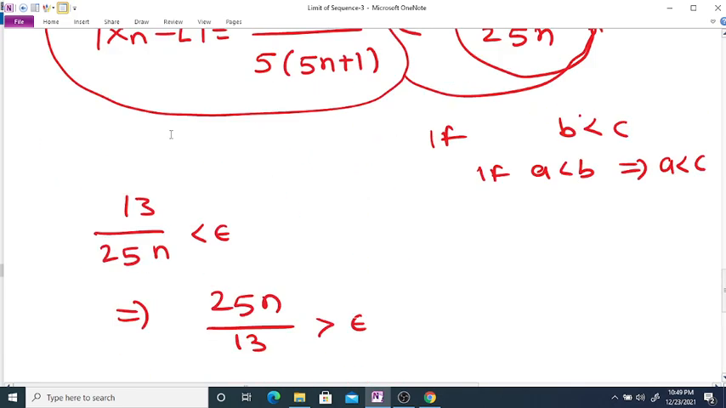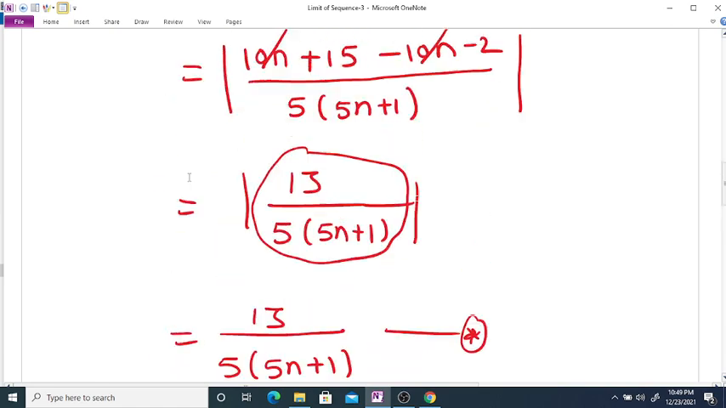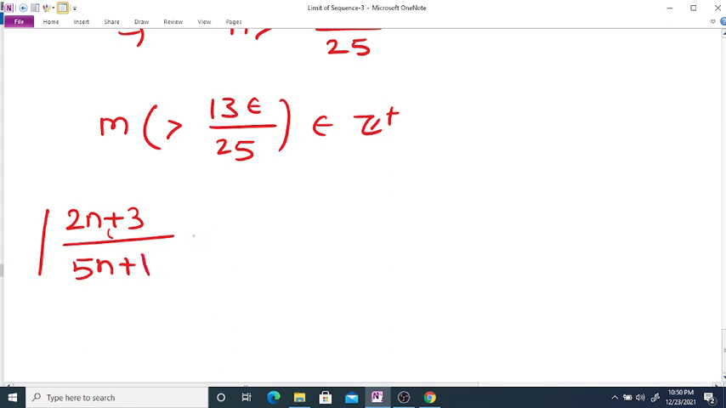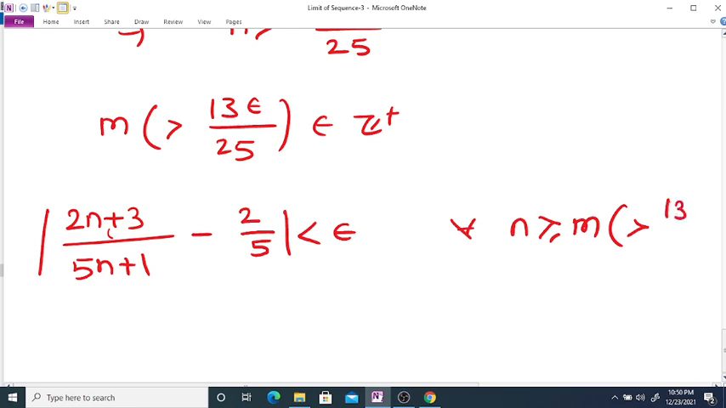the given sequence, which is (2n + 3) divided by (5n + 1), minus 2/5, is less than epsilon for every n greater than or equal to m, where m is a positive integer greater than 13 epsilon divided by 25.